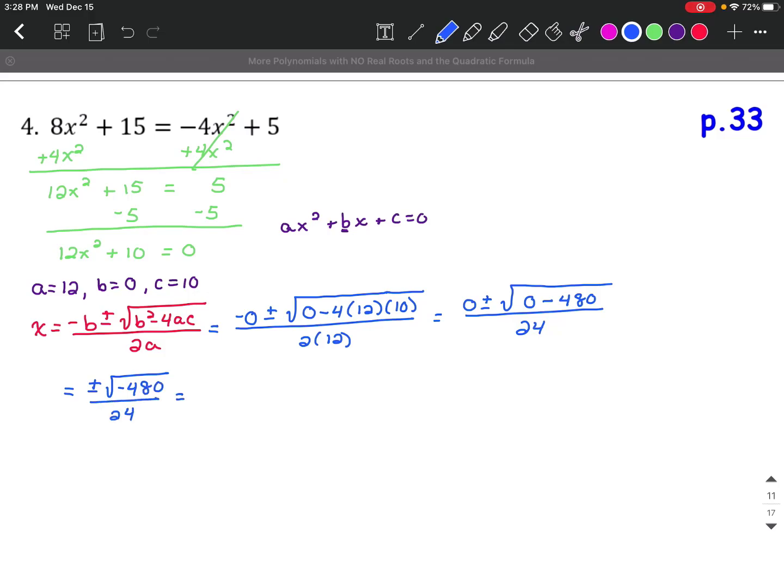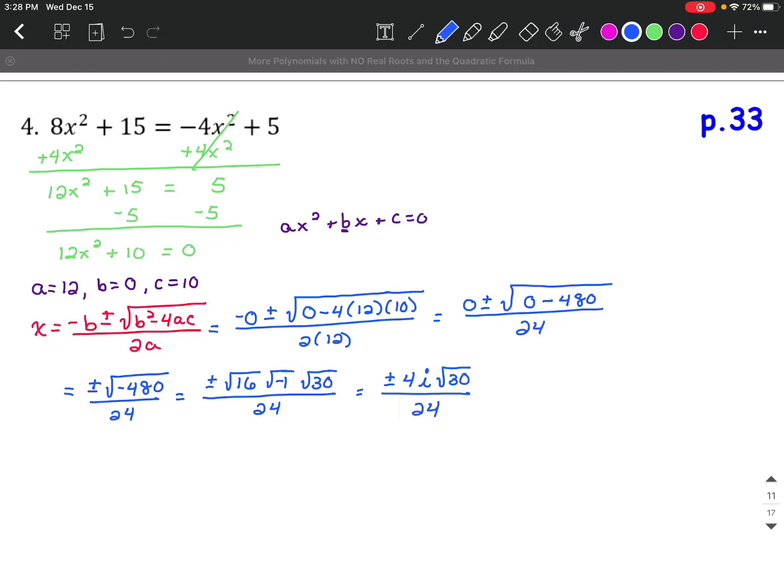Now we need a perfect square that goes into negative 480. That would be 16, and 16 goes in 30 times, and don't forget about that negative 1, and this is all over 24. So plus and minus, the square root of 16 is 4, the square root of negative 1 is i, and I don't know the square root of 30, and there's no perfect square that goes into that, all over 24.